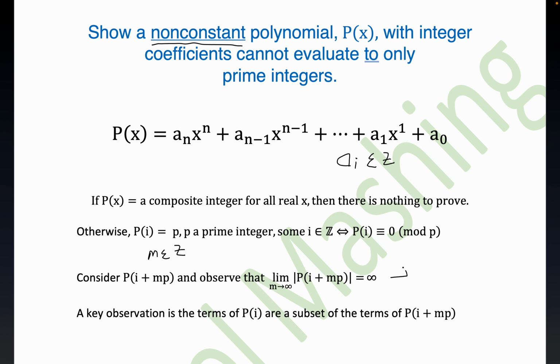This implies that P evaluated at I plus MP will be greater than P at some point, right? Will be strictly greater than P, all right? And we should put for some M right here, for some M. Okay, if this goes out far enough, you're going to reach a value greater than the prime, and that's crystal clear for us. So we'll put some M, all right?